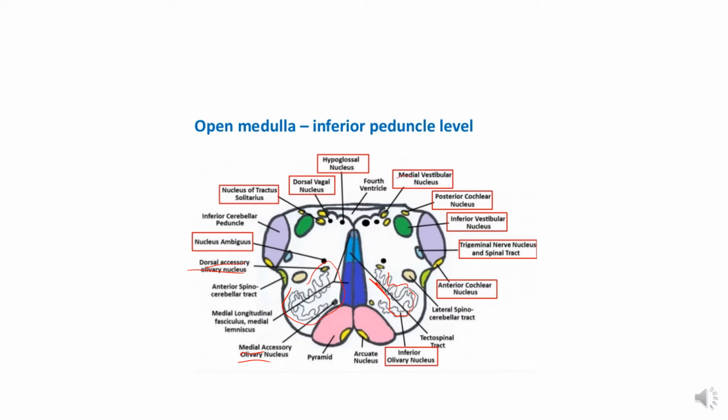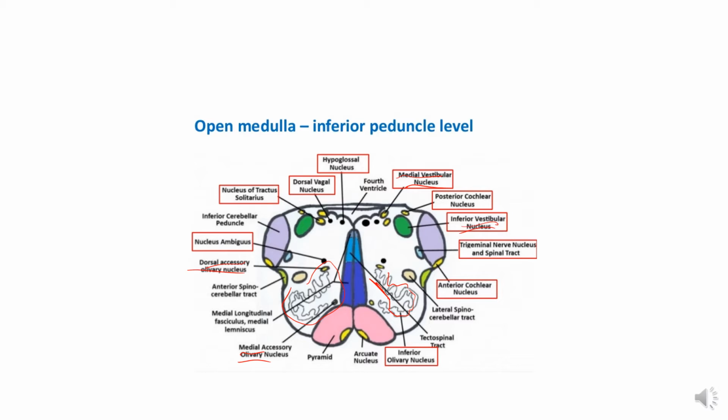Now, vestibular nuclei. The vestibular nuclear complex is made up of the following nuclei: medial vestibular nucleus, inferior vestibular nucleus, lateral vestibular nucleus, and superior vestibular nucleus. The medial and inferior vestibular nuclei can be seen on the section at this level.